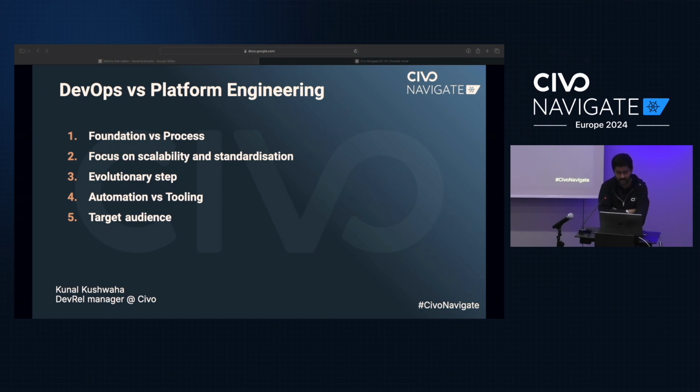And yeah, as I mentioned, some see platform engineering as an evolutionary step from DevOps. As the tech landscape becomes more complex, the role of platform engineering grows in creating more comprehensive platforms that can support a wide range of development needs.